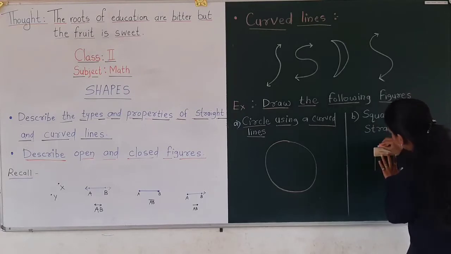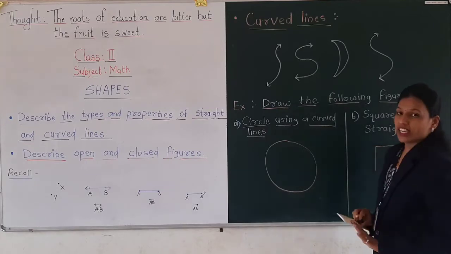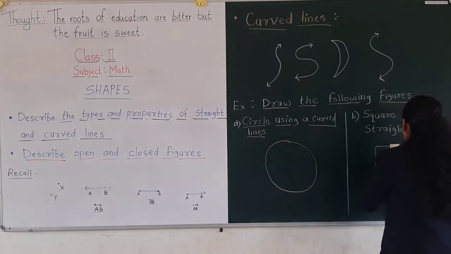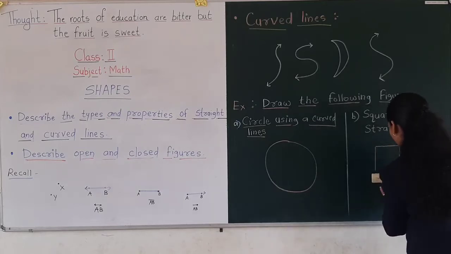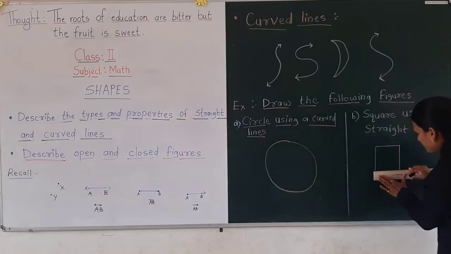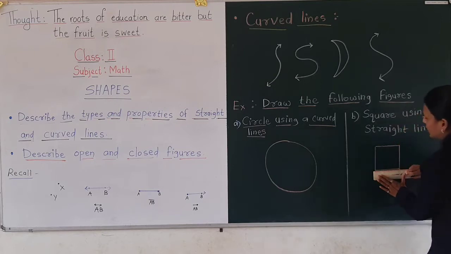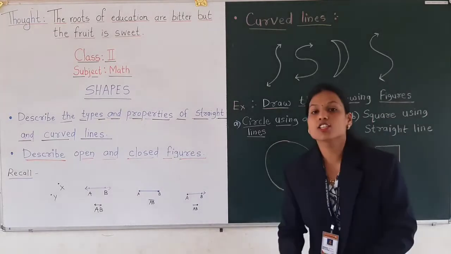As we all know, a square has how many sides? 4 sides. So we have to draw the 4 sides with straight lines. Right, students? Done. So this is a square.